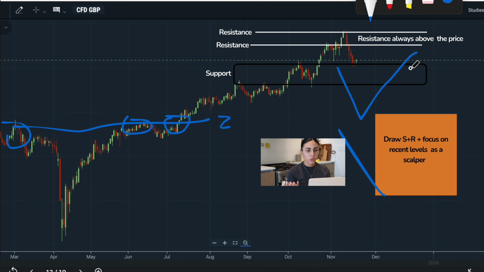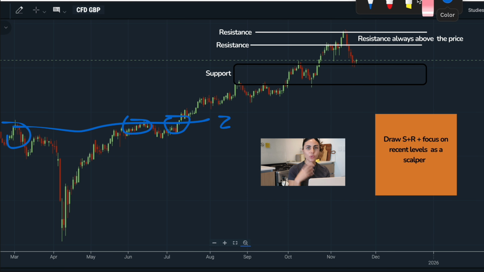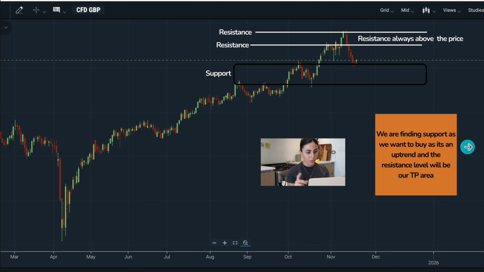The next thing you would want to do, let me just rub that out, is wait for a confirmation candle, which we will discuss right now on our entry slide. Oh, before we get into the entry, we are finding support as we want to buy as it is an uptrend, and the resistance will be our take profit level. Like I mentioned earlier, when you're buying, your resistance will be your take profit area.